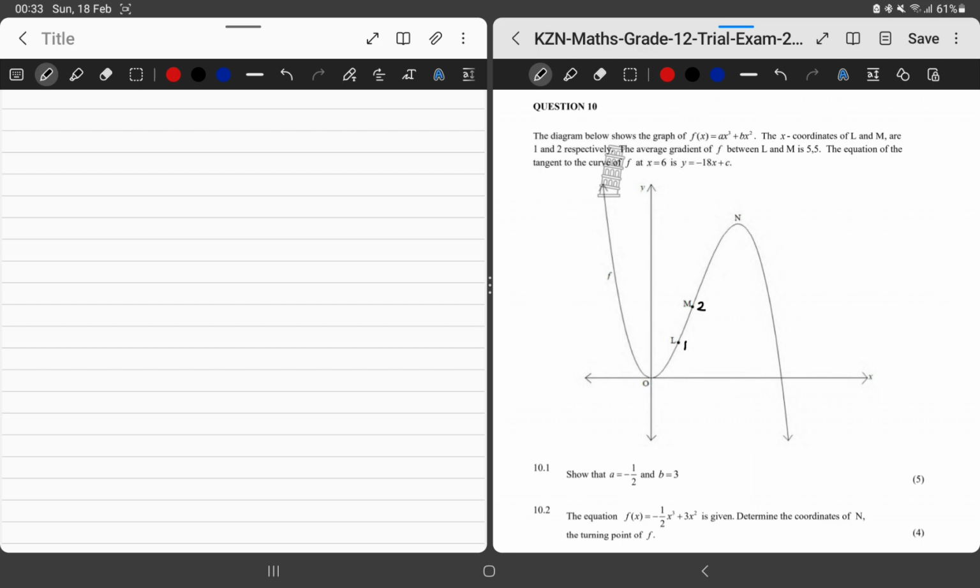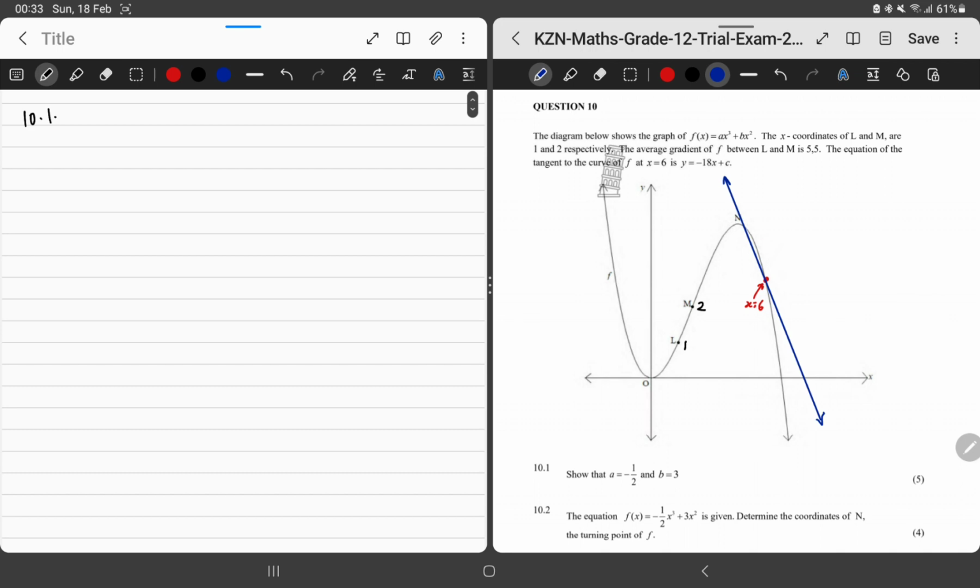The equation of the tangent to the curve at x equals 6 is y equals negative 18x plus c. The gradient should be negative, so maybe we're just going to say this is x equals 6, and then we're going to have the tangent. 10.1. Show that a is equal to negative 1 over 2 and b is equal to 3.